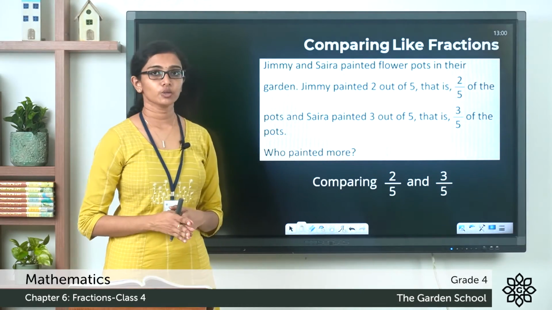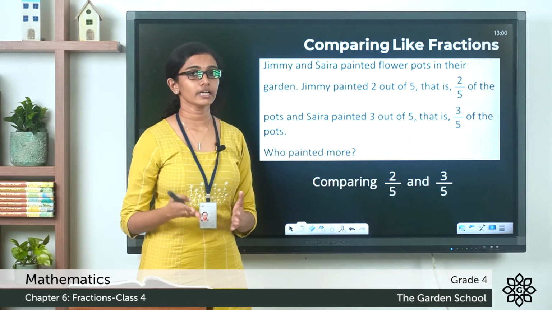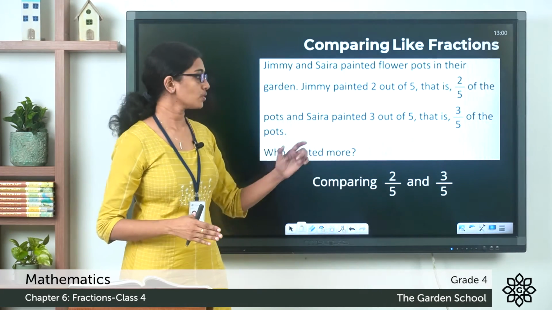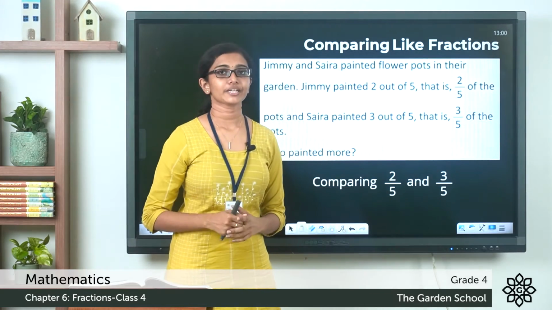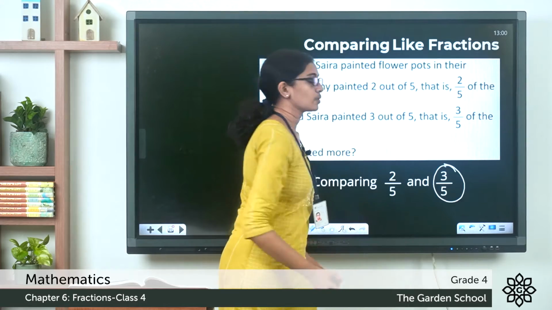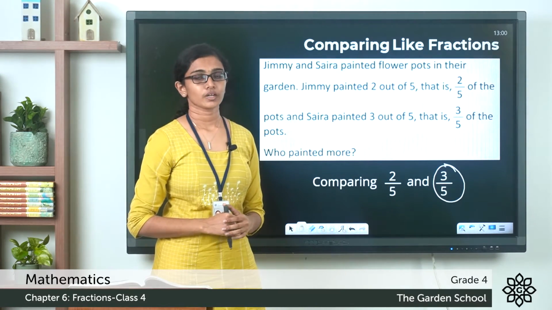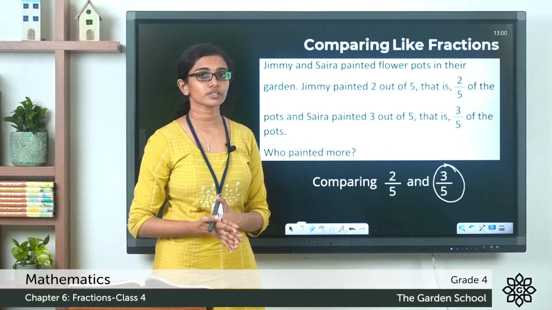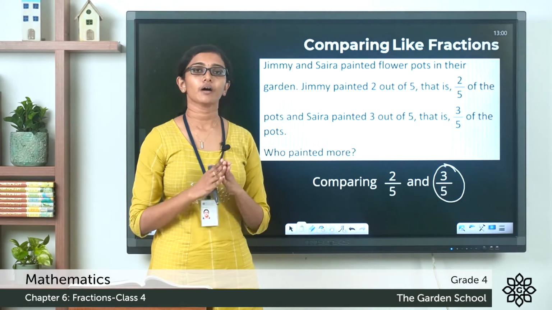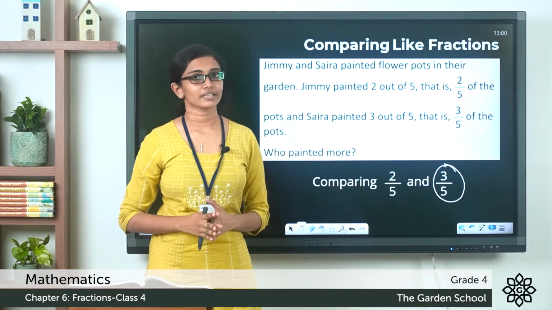And comparing the numerators 2 and 3, which is small, 2 or 3? We know 3 is small. So since 3 is small, the greater fraction or the bigger fraction here is 3 by 5, which is the fraction of pots that Sarah painted. So who painted more flower pots? Sarah painted more flower pots than Jimmy. Hope you are clear with this.